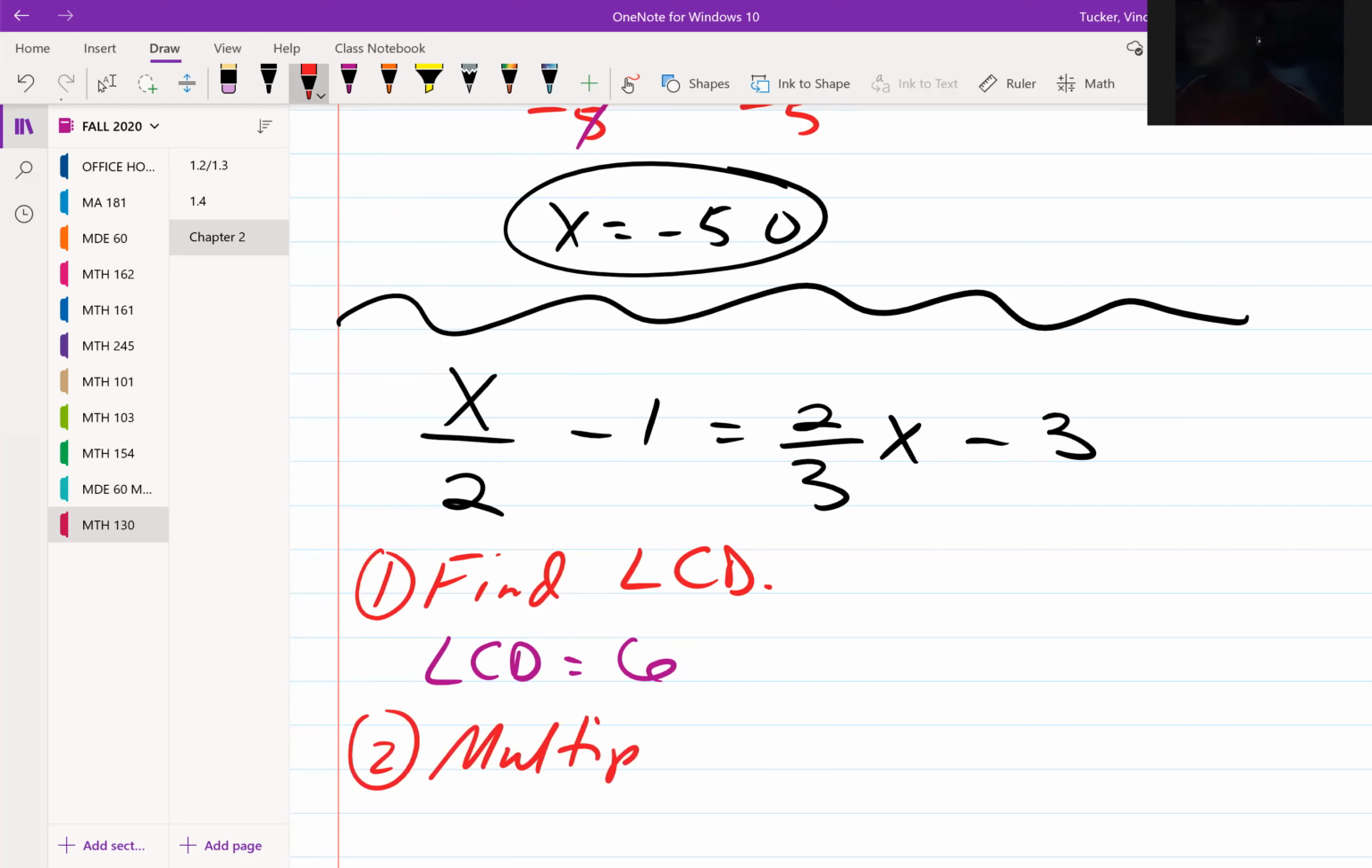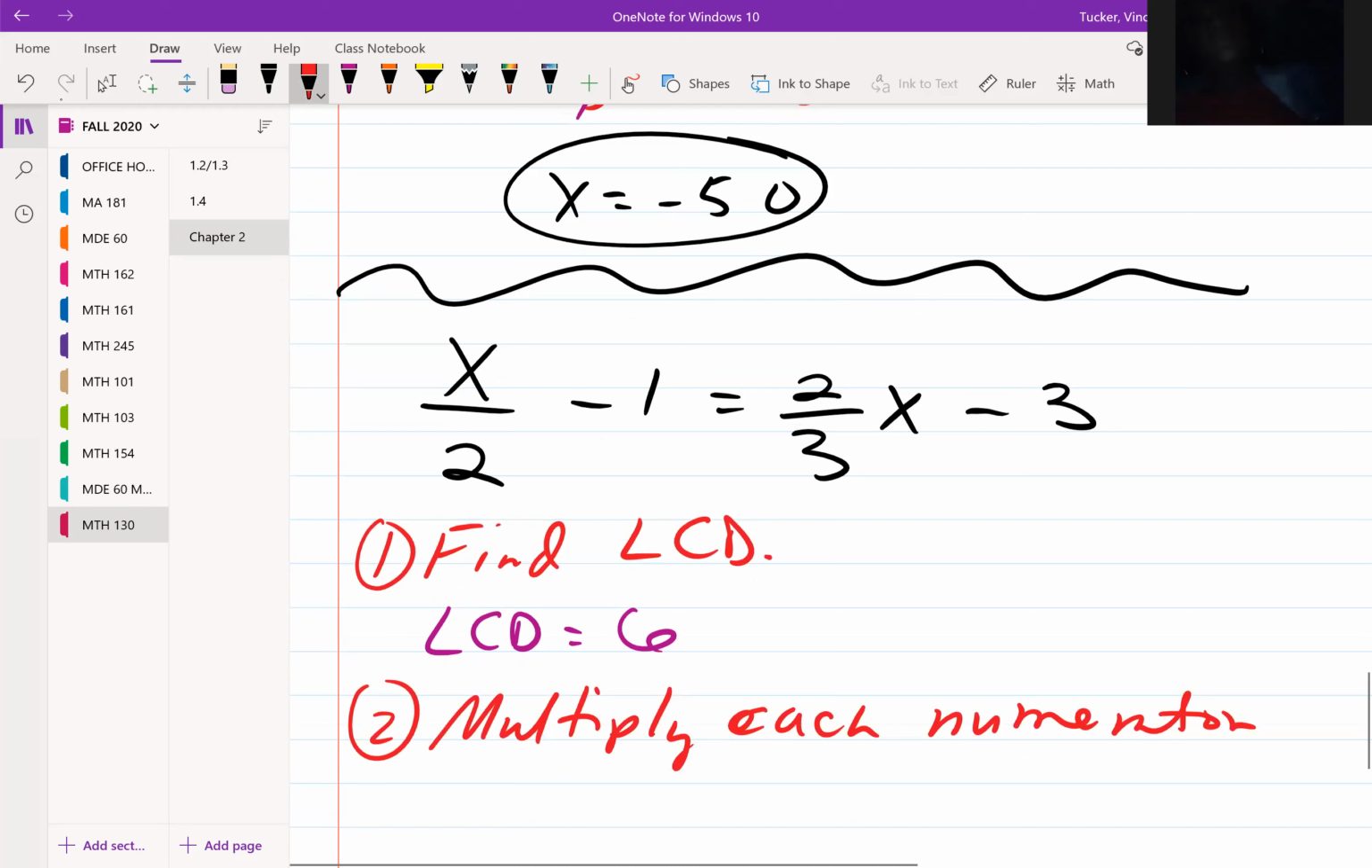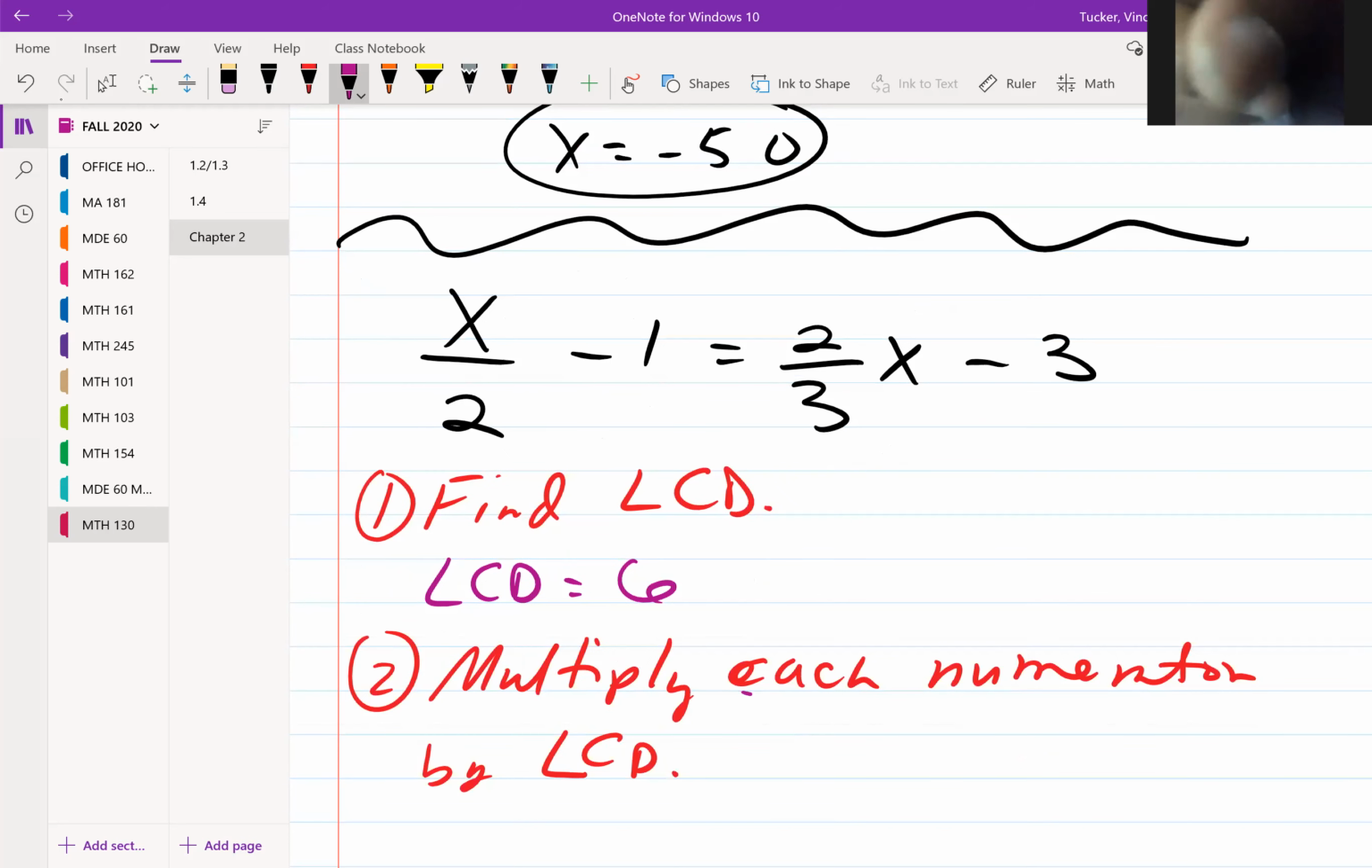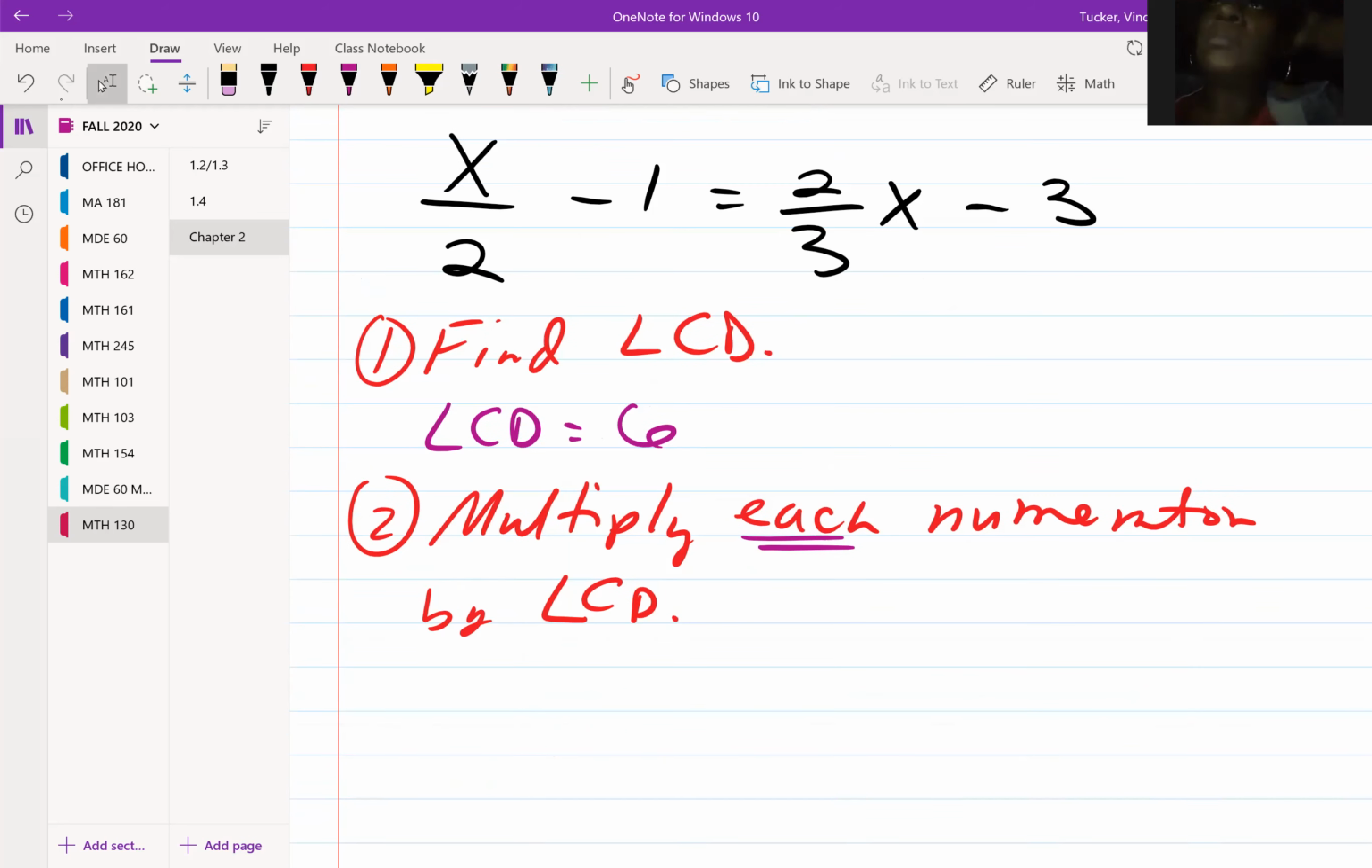Next, we're going to multiply each numerator by the LCD. And be careful with that. Like I said, it's going to be each numerator. And I want to emphasize that because sometimes people will leave out the numbers that don't have a denominator, but each numerator has to be affected by the LCD.